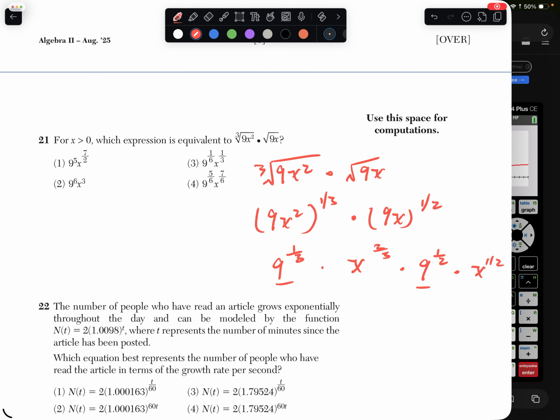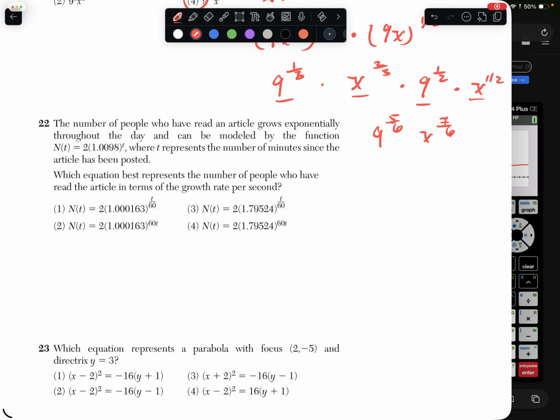And then we combine things now. Since we have the same base and we multiply, we just add up the exponents. 1/3 plus 1/2 is, 1/3 plus 1/2, that's equal to 5/6. And then now we will add the exponents here, so that would be 7/6. So then the answer is choice 4. When you have that over there, it's just multiplication, and we can distribute the power, if that makes any sense. So yeah.